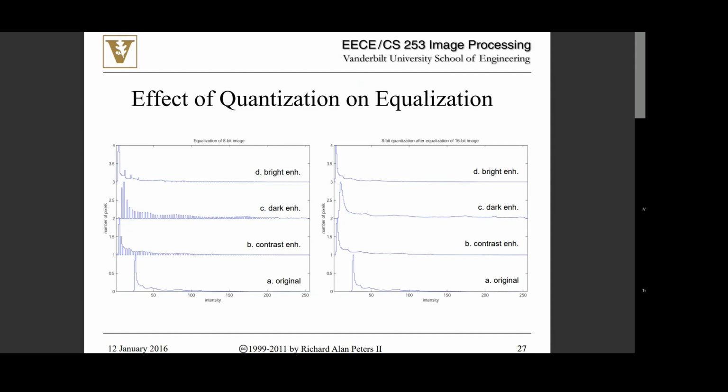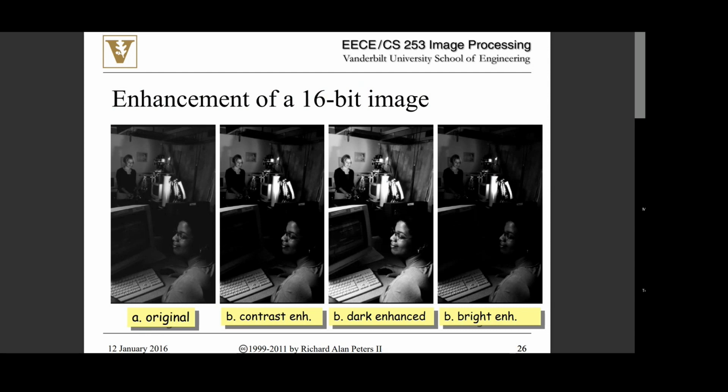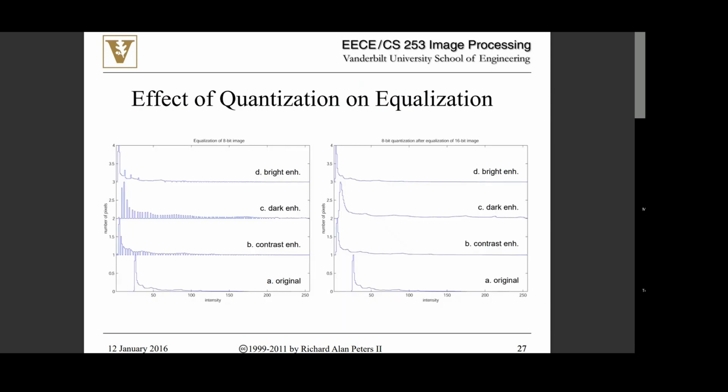And it creates these holes. But when you do it at 16 bits, you don't have those holes. So it is something very subtle. When you look at the images, you don't notice whether there are holes or not. You don't see it. But technically, the quality of this image is much better than the quality of this one.